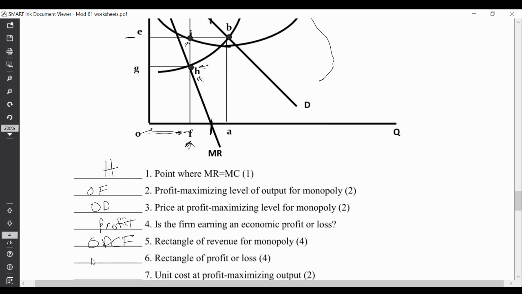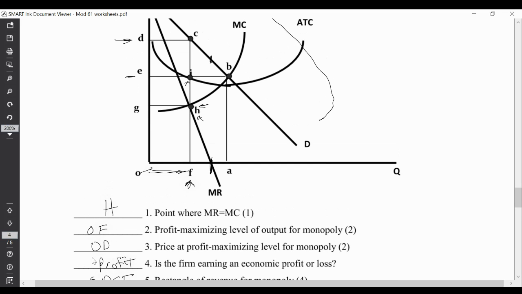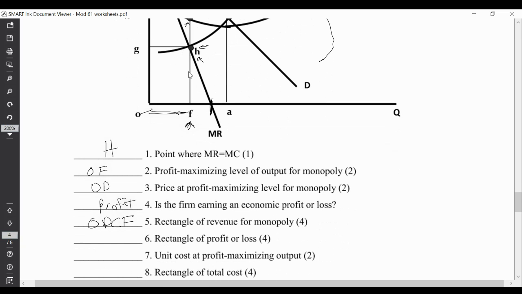What is the rectangle of their profit or loss? We said they're a profit. Well, their profit is this area right here. So we could say DCIE. Is that right? DCIE would be that rectangle, however you want to put those letters in there. DCIE or EDCI or however you want to do that, but that is their profit.